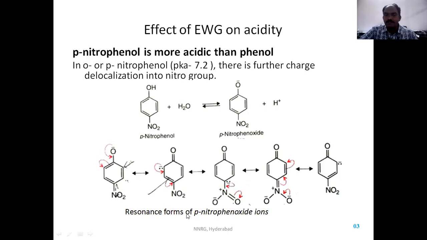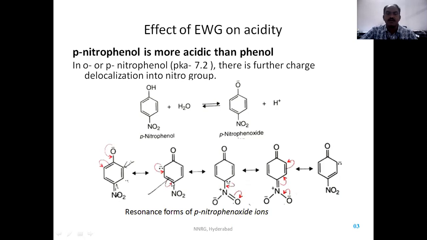It starts pulling the electron cloud. See here, we know that nitrogen is attached to two oxygens. Oxygens are electronegative. When they pull the electron cloud, the pi bond is shifted to oxygen and it becomes O minus. When it forms O minus, this will try to pull the electron cloud. So nitrogen becomes positive. It will try to pull the electron cloud from the aromatic nucleus. So it will pull the electron cloud.